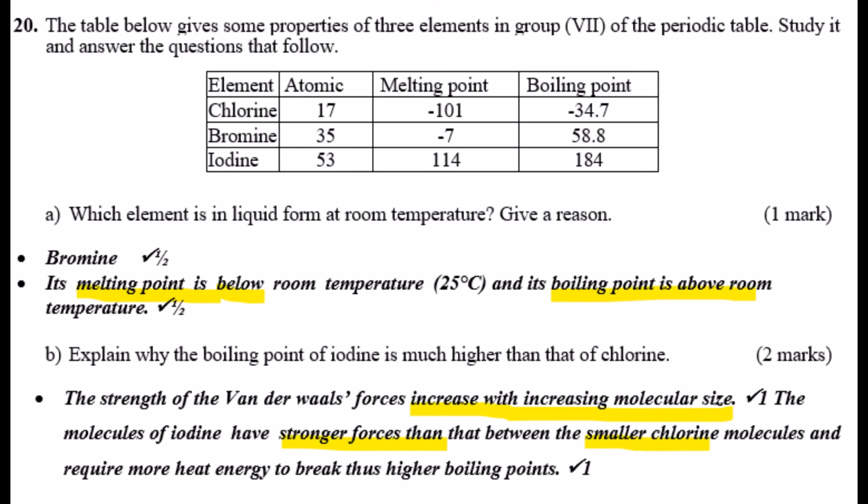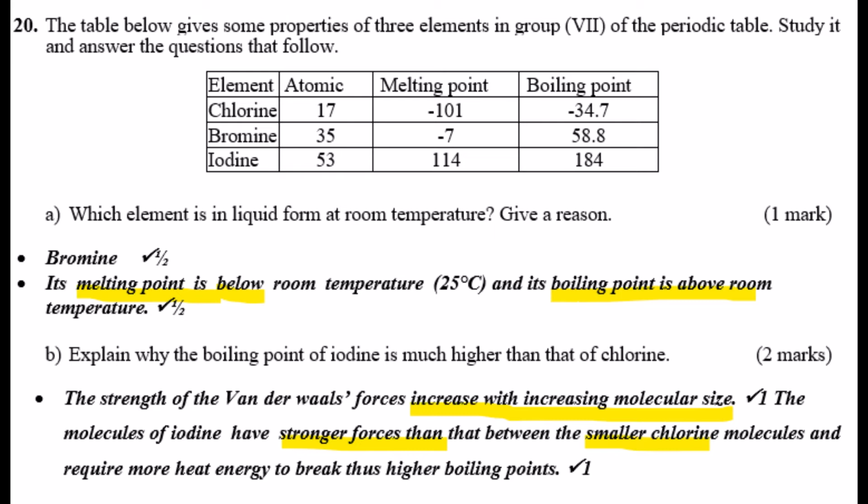Question number 20. The element that is a liquid at room temperature, that's bromine. The reason for that, the melting point, that element will melt at a temperature below 25 and boils at a temperature above 25. So at room temperature, it will be a liquid.